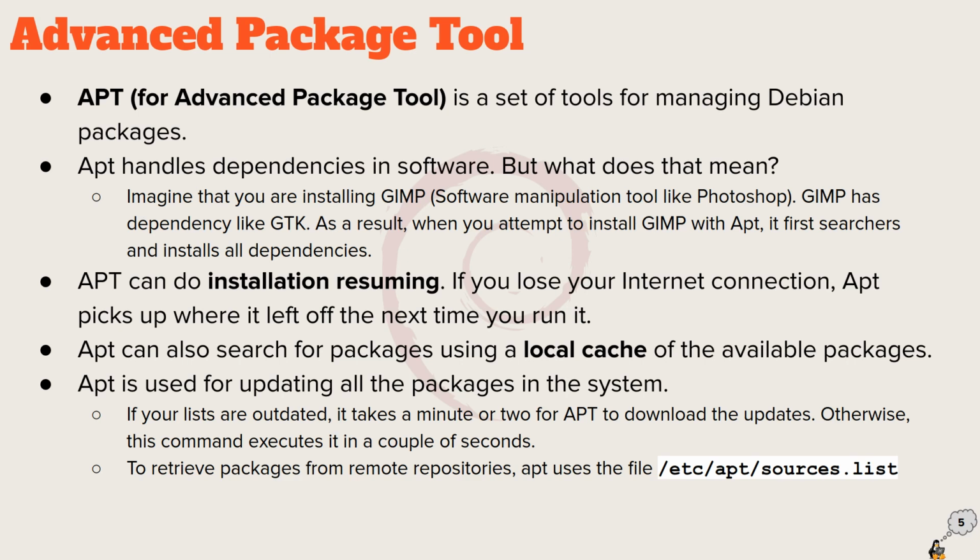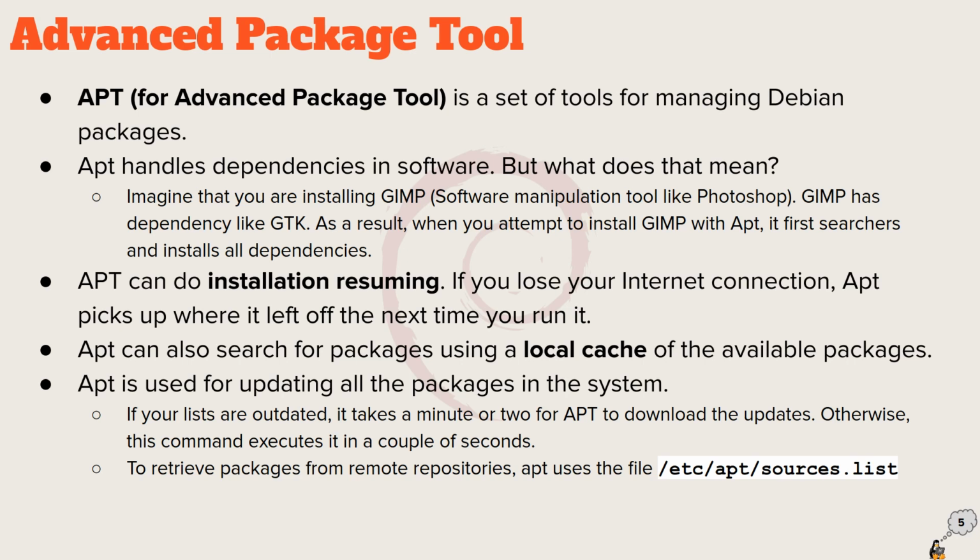APT, or Advanced Package Tool, is a set of tools for managing Debian packages. APT handles dependencies in software. But when I say it handles dependencies, that's just fancy wording for it does a ton of things that you normally would have to worry about, but this software eliminates it for you. And what are those things? Well, let's explain it with an example.